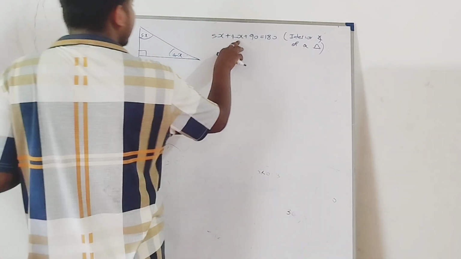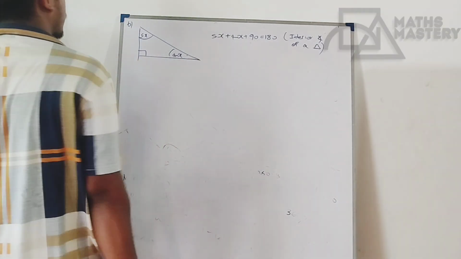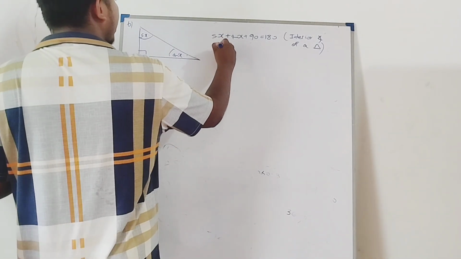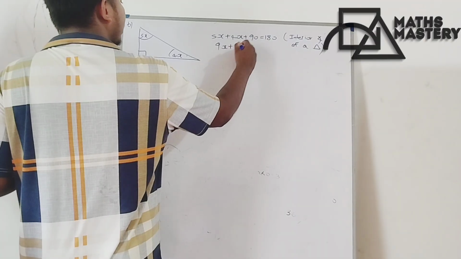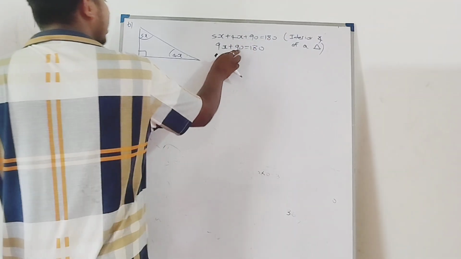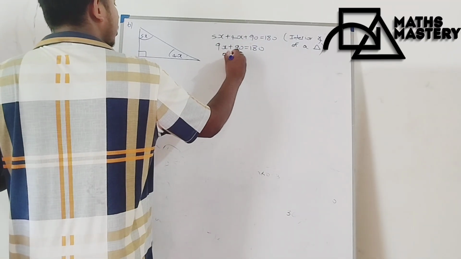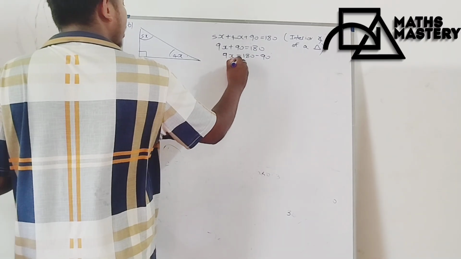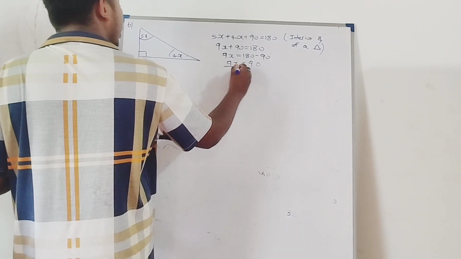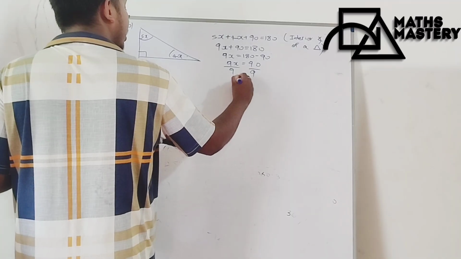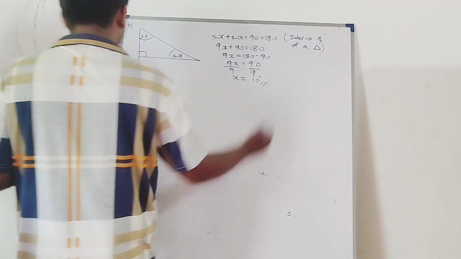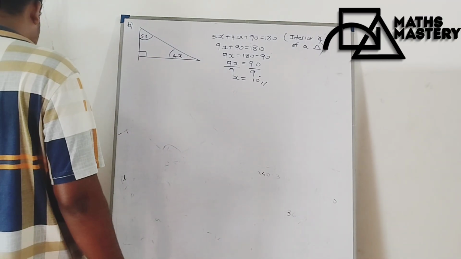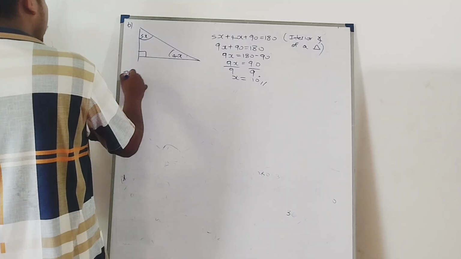So this is how much, students? 4x and 5x, if you add, you'll get 9x. 9x plus 90 is equal to 180. You bring this 90 here. 9x is equal to 180 minus 90. 180 minus 90, the answer is 90. You divide by 9. The final answer here is x equals 10 degrees. Finish. That's all. Let's go to the question number 7 also.